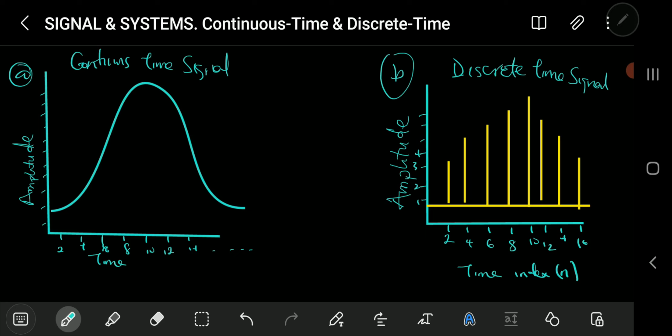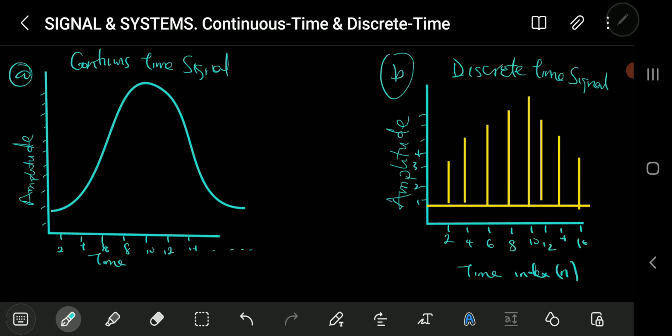For the continuous time signal, it's defined for a continuum of values of the independent variable. Let me come again. It says continuous time signals are defined for a continuum of values of the independent variable. Exactly. While discrete time signals are defined only at discrete times.